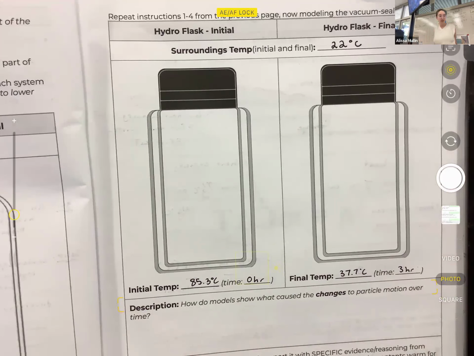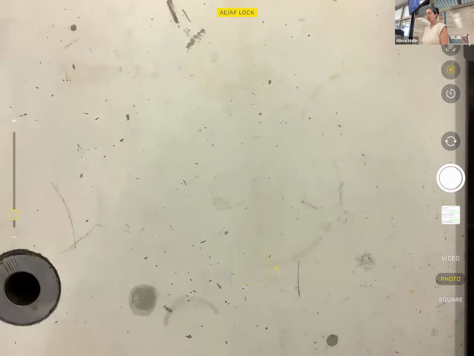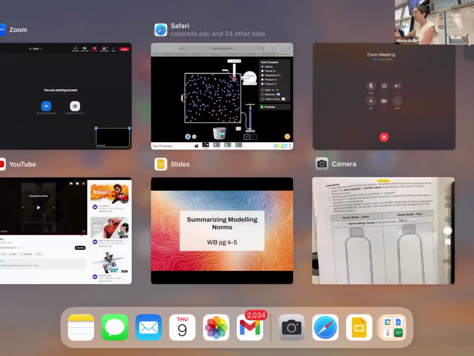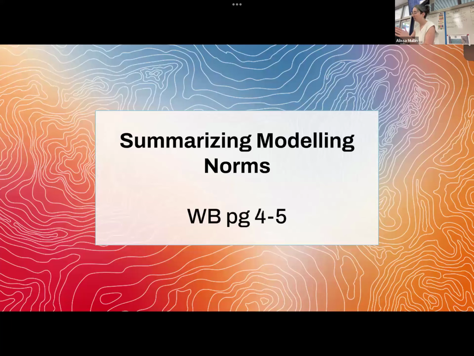All right, so let's try and do some modeling. So things that we're going to keep in mind here, I have them written out here, just to give you another list of it.